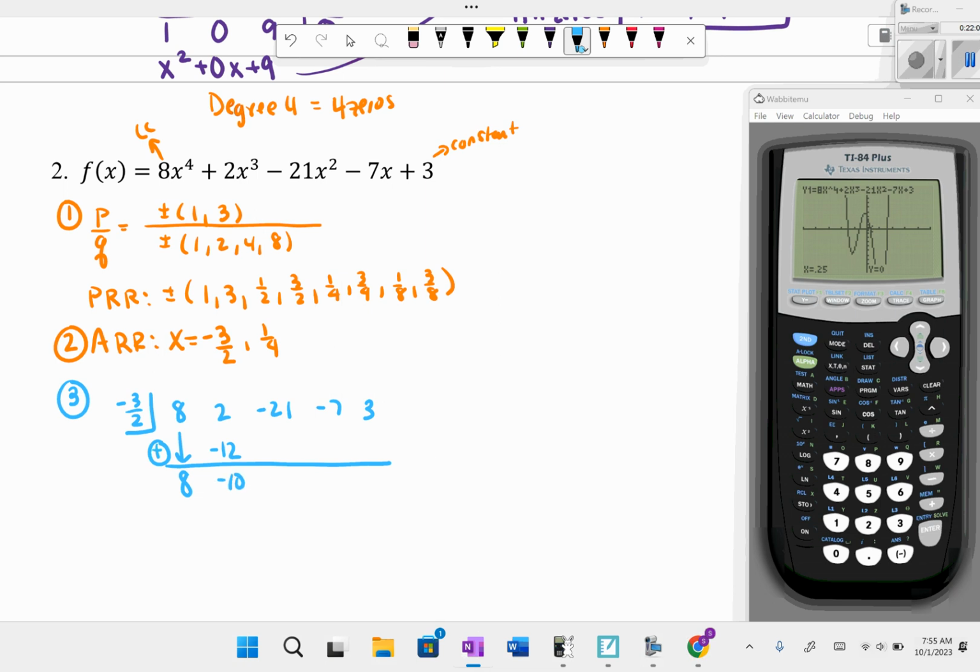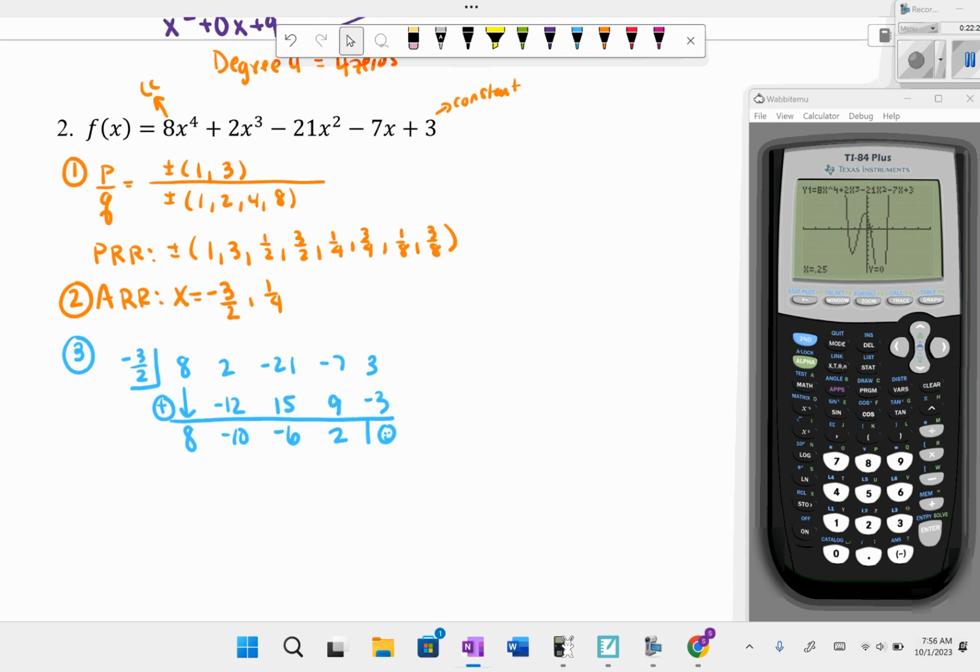Negative 10, because I'm multiplying it by negative 3/2, I'm just thinking about dividing by the 2 first, so that would be negative 5, and negative 5 times negative 3 is 15. Add those together to get negative 6. Negative 6 times negative 3/2 would give me 9. Add those together to get 2, and 2 times negative 3/2 is negative 3. And that means, again, my remainder is 0, which is what we want.